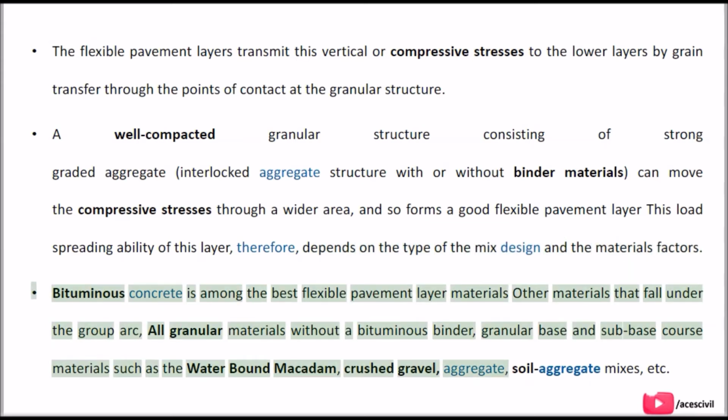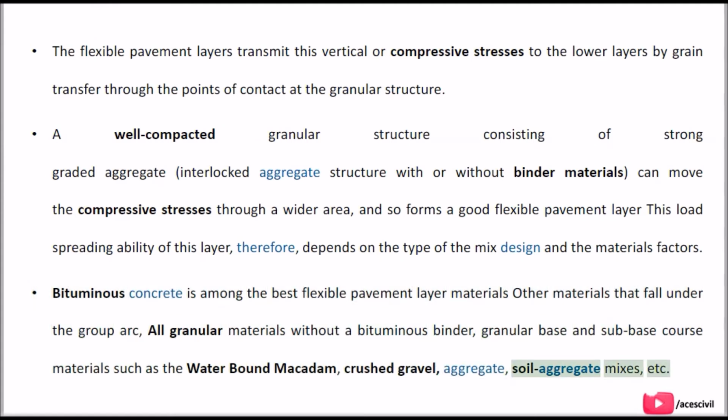Bituminous concrete is among the best flexible pavement layer materials. Other materials that fall under this group are all granular materials without a bituminous binder, granular base and sub-base course materials such as water-bound macadam, crushed gravel, aggregate, soil aggregate mixes, etc.